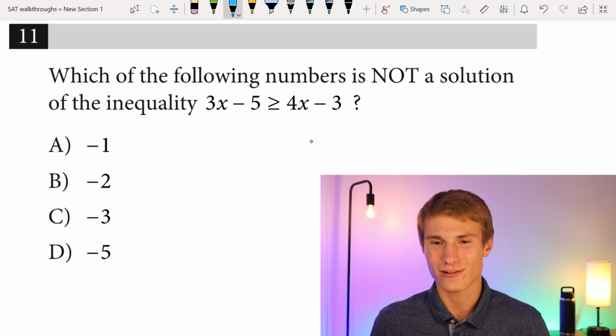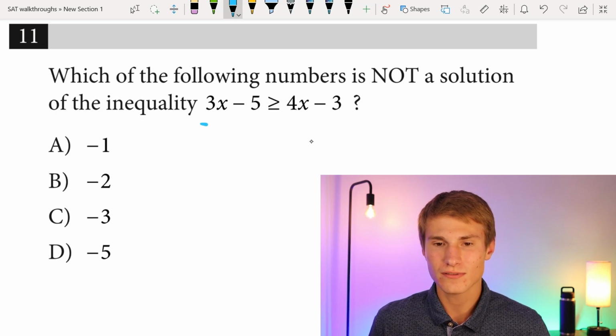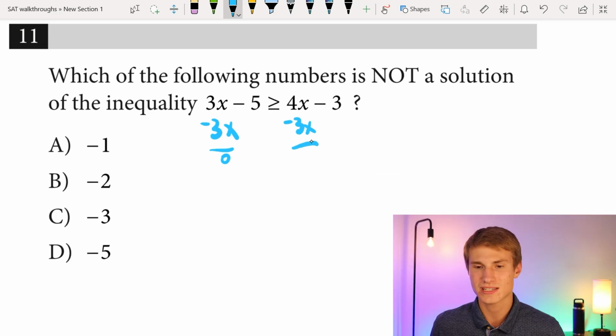All right, moving on to number 11. Which of the following numbers is not a solution of the inequality 3x minus 5 is greater than or equal to 4x minus 3? Well, to solve this, I always want to keep my coefficient in front of x positive, so I'm going to subtract 3x from each side to give me x alone. Next, I'm going to add 3 to each side.